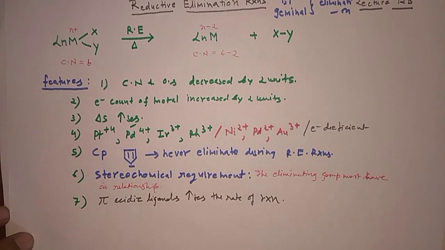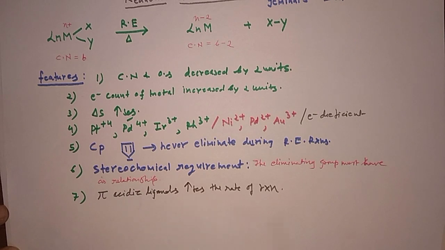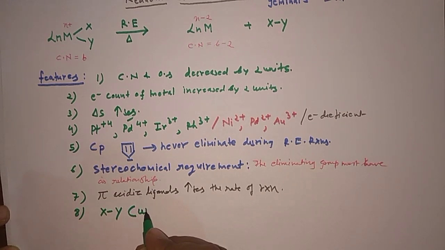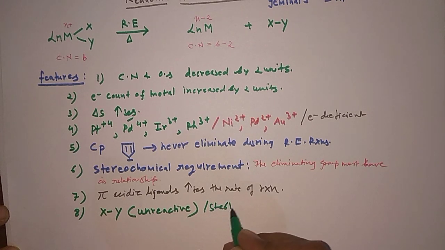Okay, and another very, very important crucial aspect, without actually understanding this particular aspect, you will never be able to solve the question based on the reductive elimination, right? And what is the criteria? Say for example, we are eliminating this group from here, this XY, right? This eliminating substance must be unreactive. It must be unreactive, right? That means it must be stable.